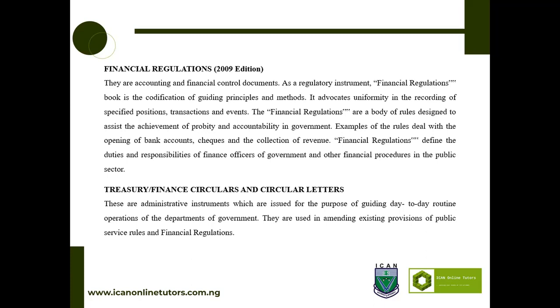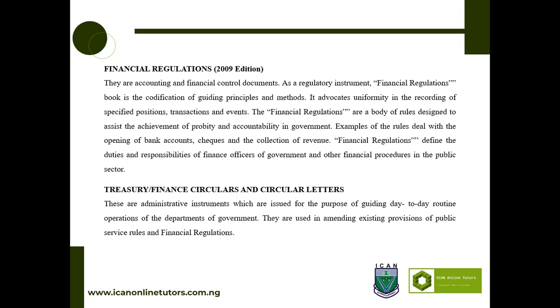So it advocates uniformity in the recording of specified positions, transactions, and events. So they are the body of rules designed to assist the achievement of probity and accountability in government. Examples of rules deal with the opening of bank accounts, checks and collection of revenue. Financial regulation defines the duties and responsibilities of finance officers of government and other financial procedures in the public sector.